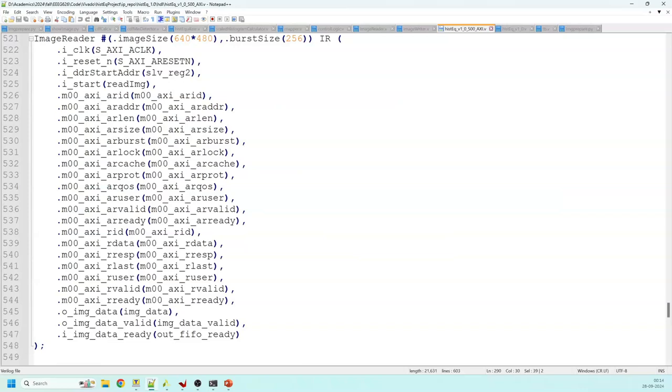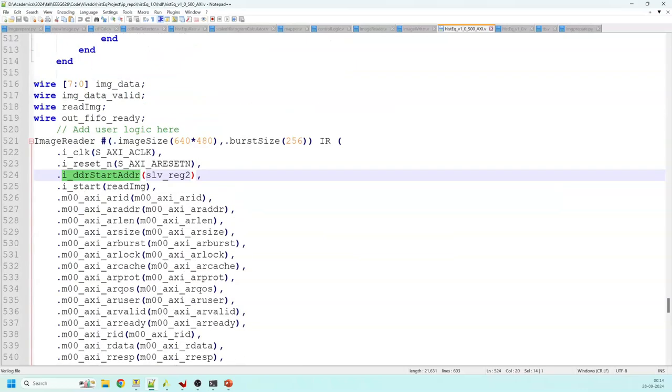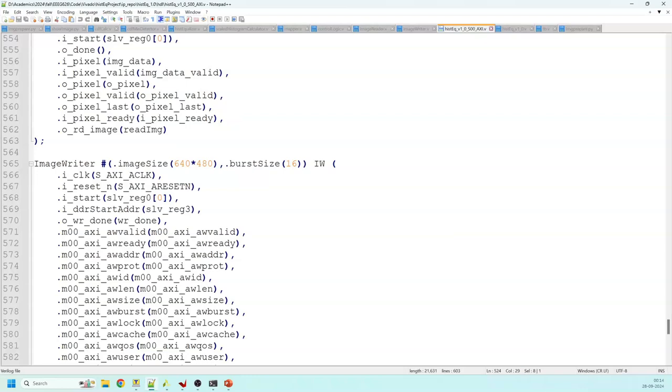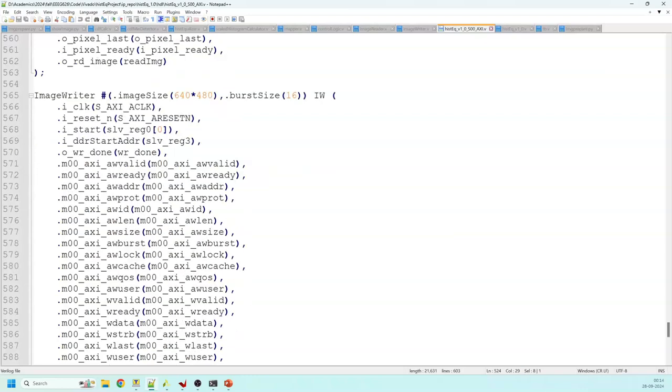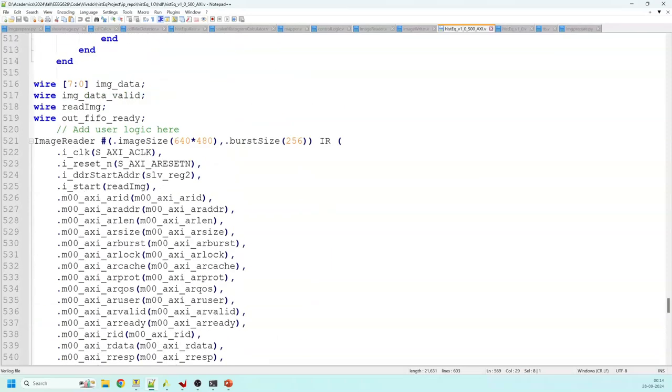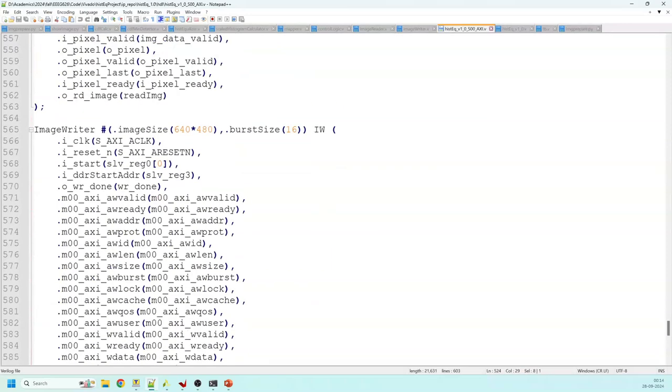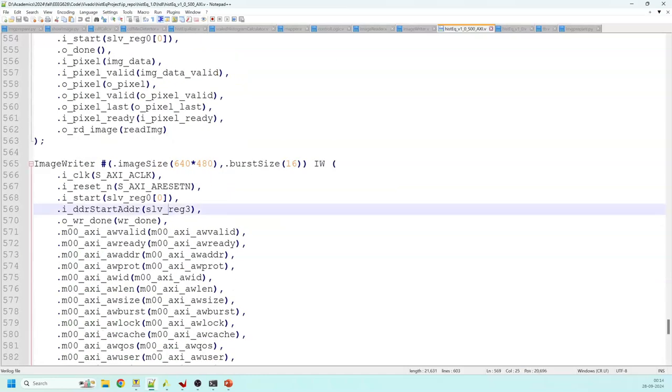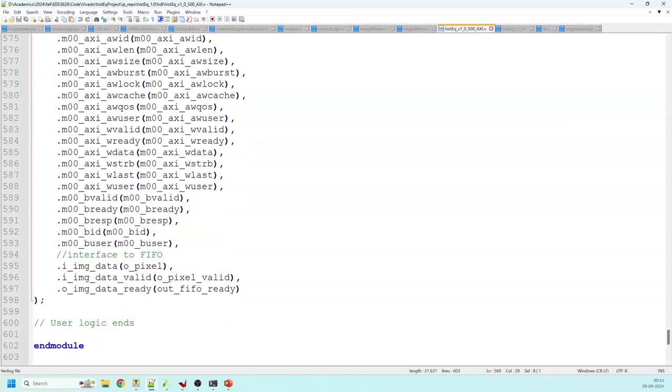Now, the image reader requests the DDR start address, basically where the image is stored, that software should provide through slave register 2. In the same way, the image writer needs to know where the processed image should be stored. That info is provided through slave register 3. We are using slave register 0 as control register, slave register 1 as status register, slave register 2 as image start address, and slave register 3 as where the processed image should be stored. So we are basically using four registers here.